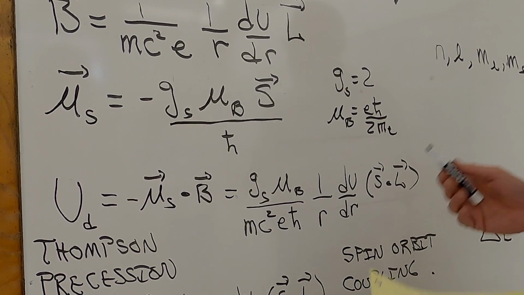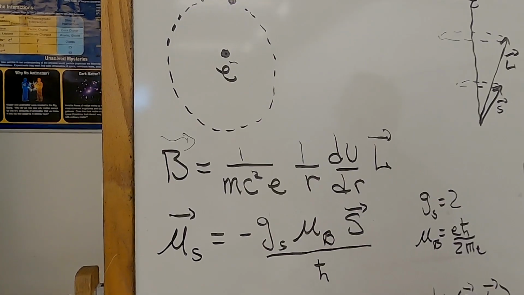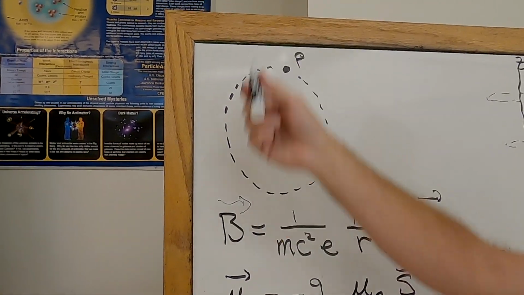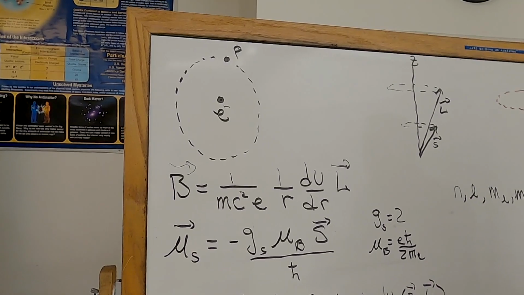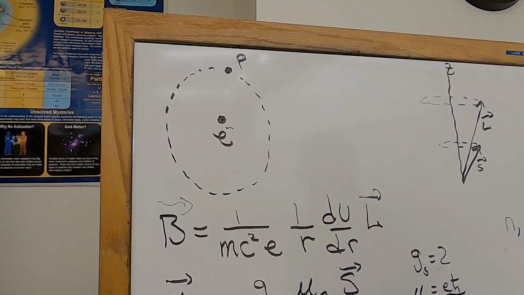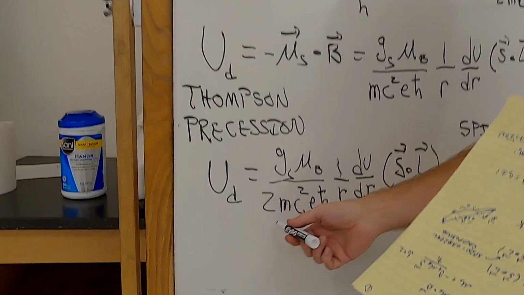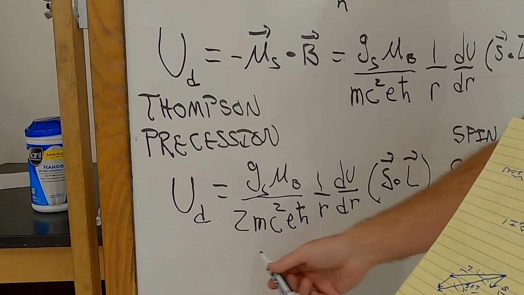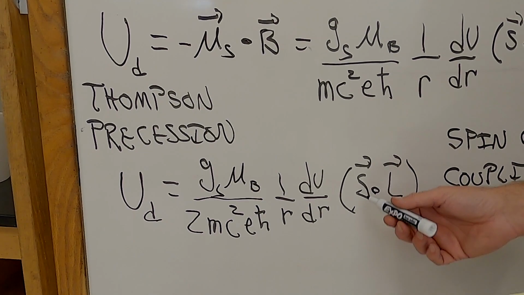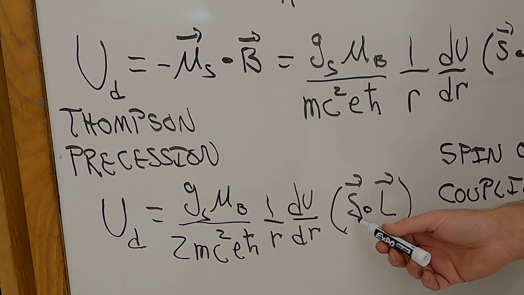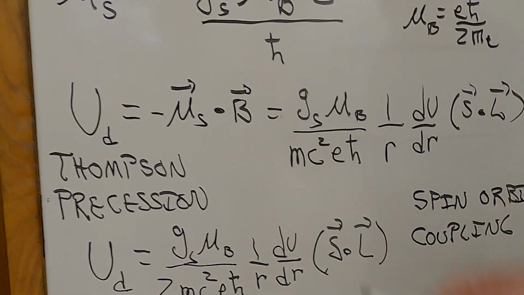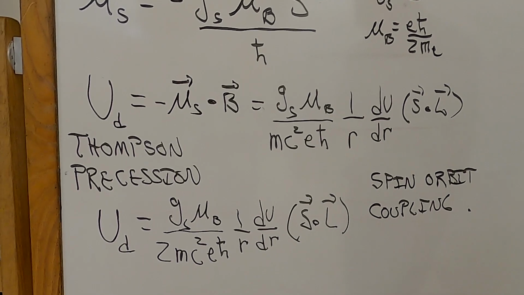The only thing is, this is from the perspective of the electron. Remember, it's really the electron going around the proton. So when I do a Lorentz coordinate shift from the electron's perspective back to the proton's perspective, it brings in a factor of 2 in the denominator right here, so it's 1/2 as much. And what we get here is the coupling between the spin of the electron and the orbital motion of the electron. They call that spin-orbit coupling.